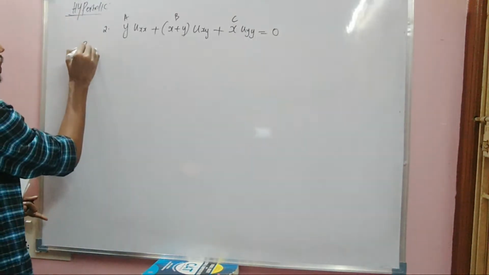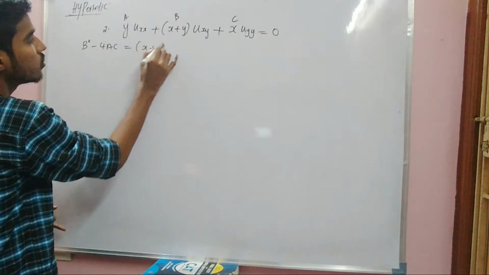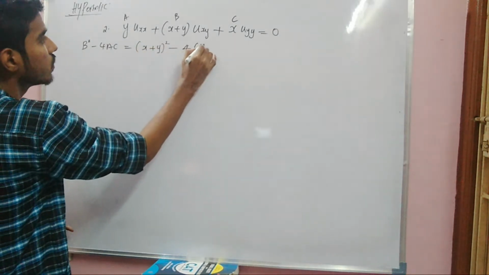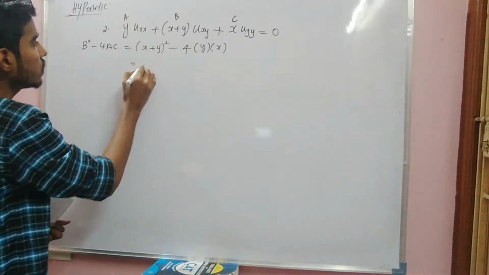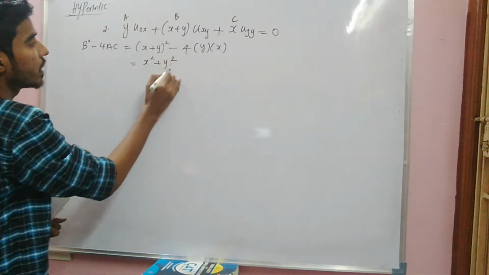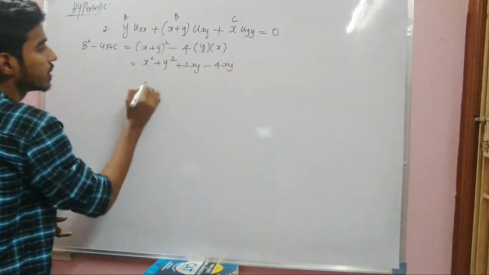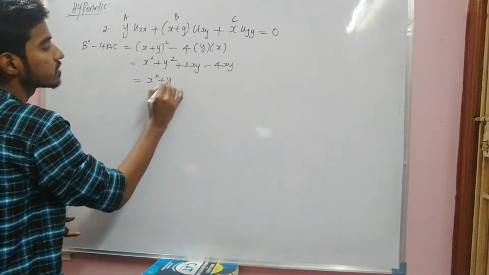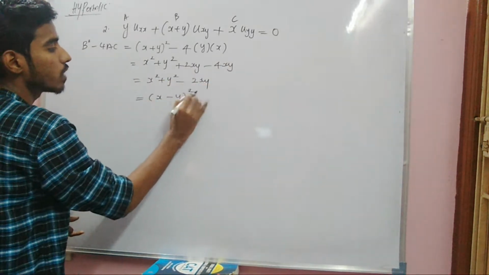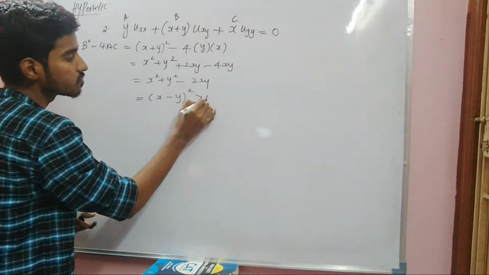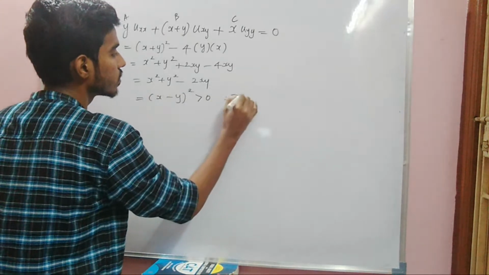So what will be my b square minus 4ac? It will be x plus y whole square minus 4 into a into c, right? If I expand this, we will have x square plus y square plus 2xy minus 4xy. So this will be x square plus y square minus 2xy. I can write this as x minus y whole square. This will always be greater than 0 because we have something square. Therefore it is hyperbolic.